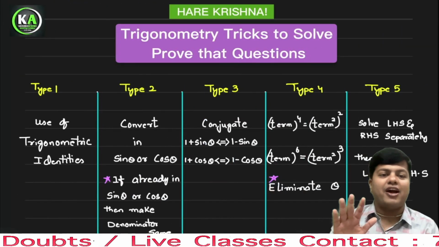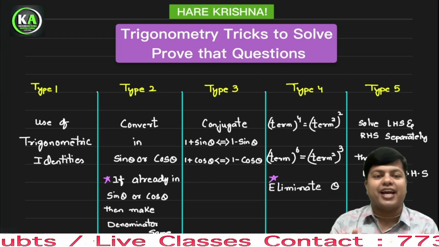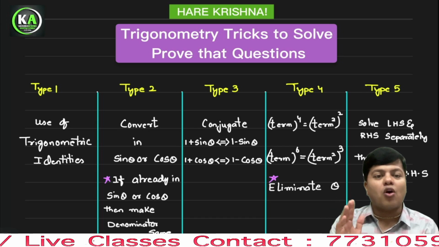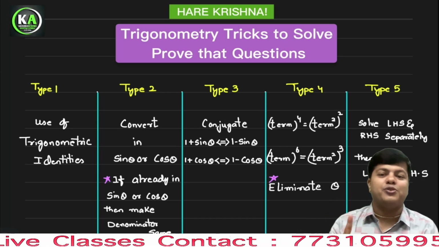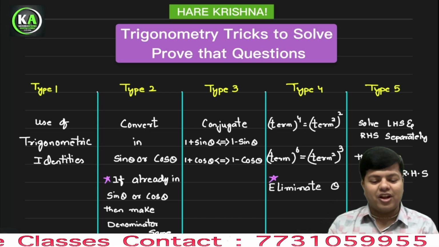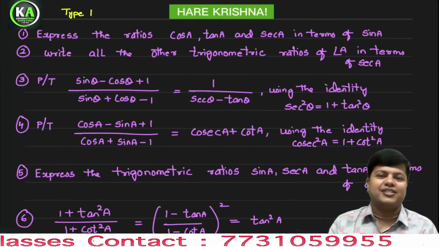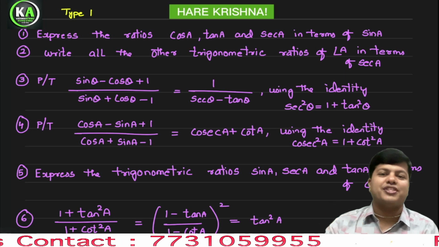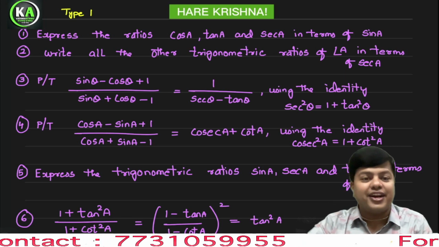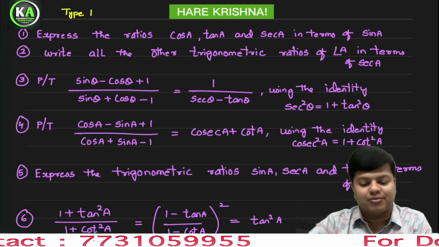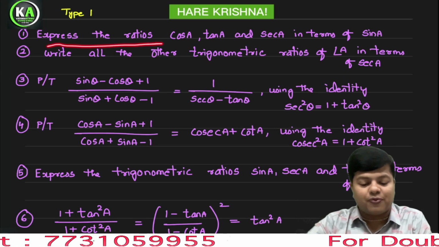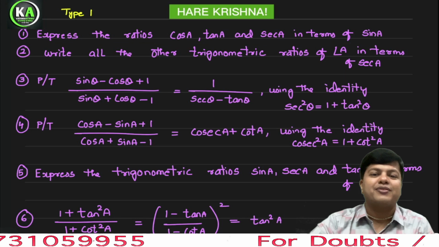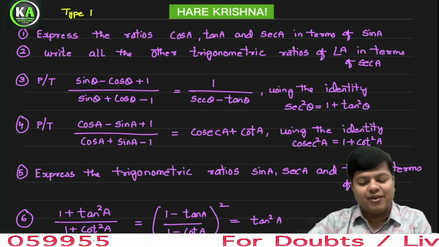So type 5, I have divided trigonometry prove-that questions into 5 types. The first type we'll see, student, is which questions in the NCERT textbook come under type 1, using trigonometric identities. Let's begin. Yes, type 1, you can see on the screen there are 6 questions, including examples and exercise sums. Express the ratio of cos A, tan A and secant A in terms of sin A.